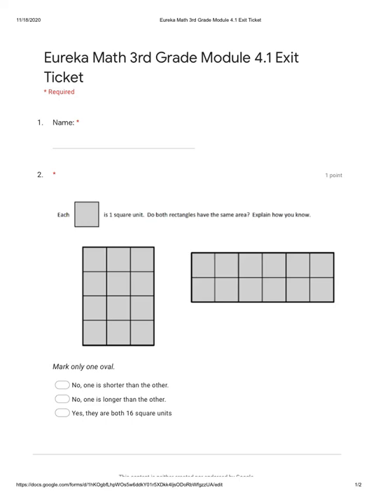This is Eureka Math, 3rd grade, Module 4, Lesson 1, Exit Ticket. So our first question, number 2, says each square is 1 square unit. Do both rectangles have the same area? Explain how you know. Okay, so let's think about this.